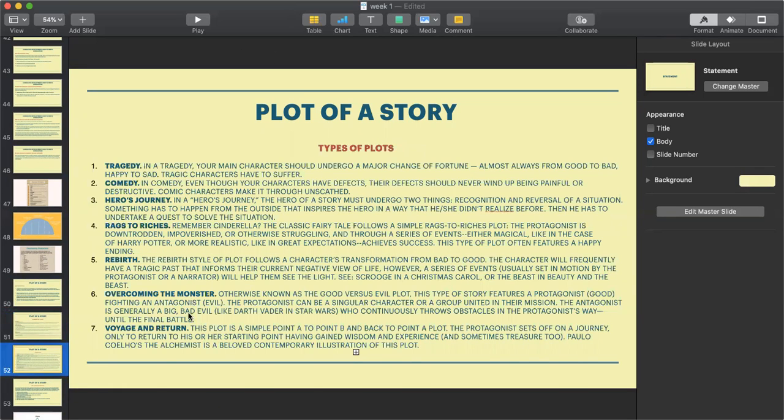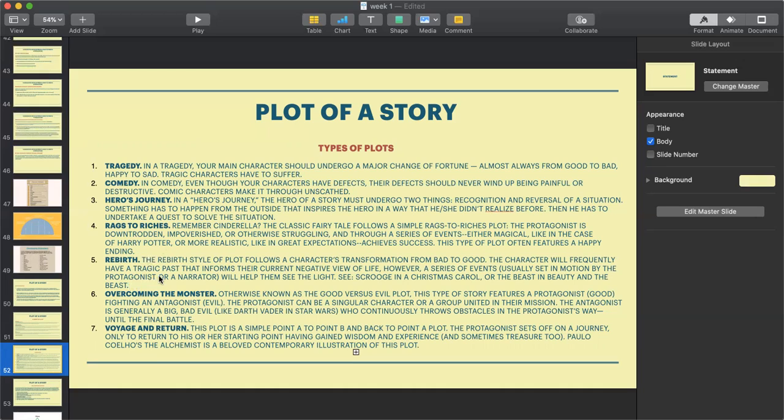Okay, so different types of plot: tragedy, which ends with a sad ending; comedy, mostly a happy ending. Hero's journey, like quest narrative stories. Rags to riches, like Cinderella, like a fairy tale story, from nothing to everything, right? The character has nothing in the beginning, faces so many problems, goes through so many things, and achieves success at the last, right? Most of these are happy ending stories.